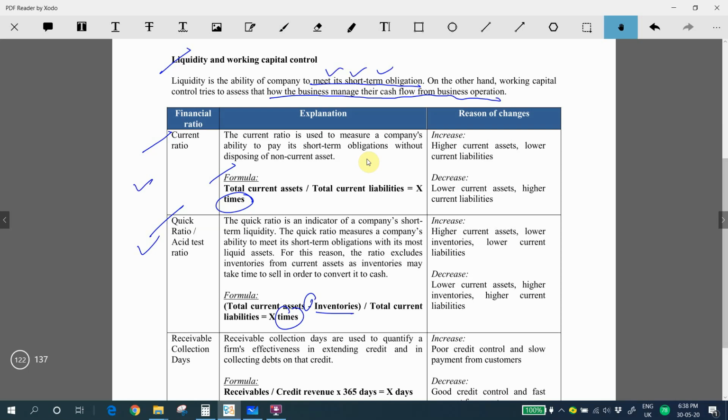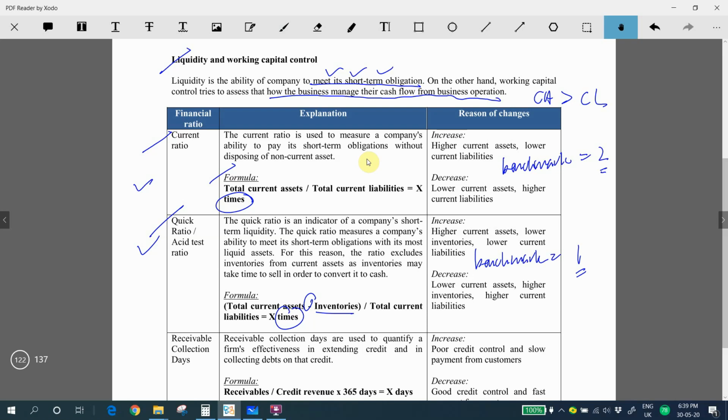As a benchmark, normally the company's current assets should be higher than the current liabilities. The suggested benchmark, meaning the ideal ratio, for the current ratio should be 2. And for the quick ratio, the benchmark should be 1. This is just a benchmark. Depending on the industry, the benchmark may be different. I just give you a suggestion.